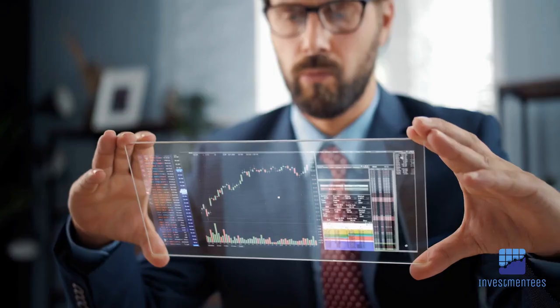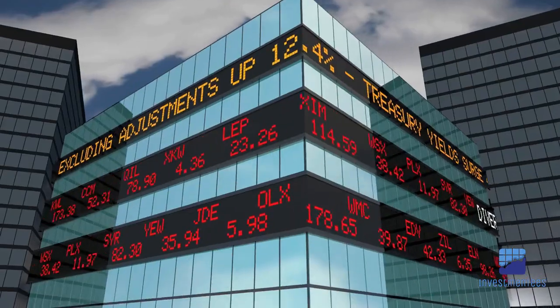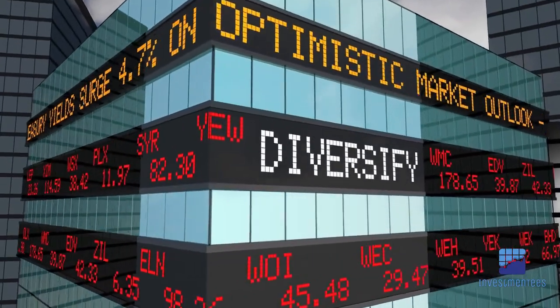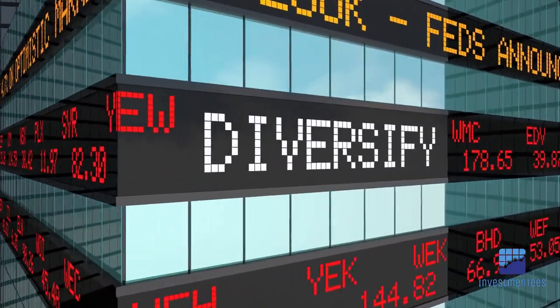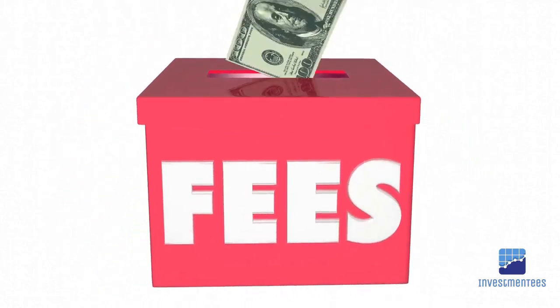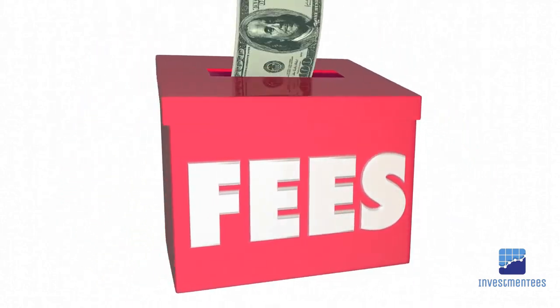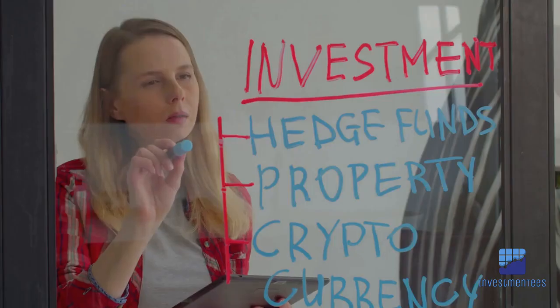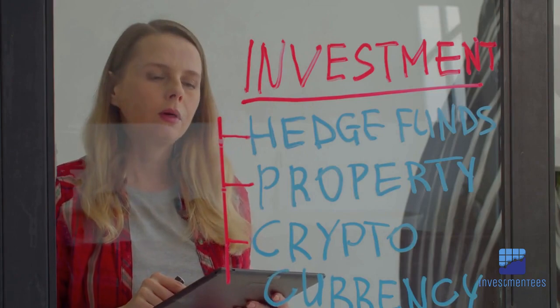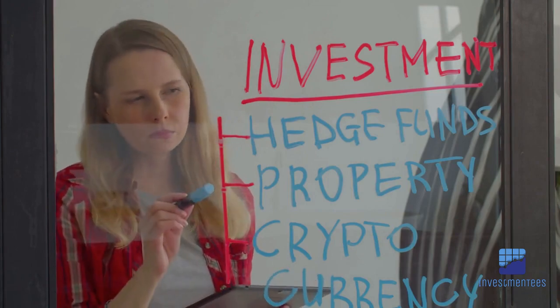Pros and cons of ETFs. Pros. Diversification. ETFs offer investors the benefit of diversification by investing in a basket of securities rather than a single stock or bond. Low costs. ETFs typically have lower fees than traditional mutual funds, making them an affordable investment option. Transparency. ETFs are transparent in their holdings and performance, allowing investors to easily track their investments. Flexibility. ETFs can be traded throughout the day, providing investors with the flexibility to buy or sell at any time.